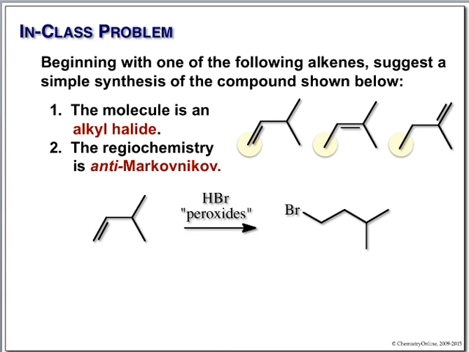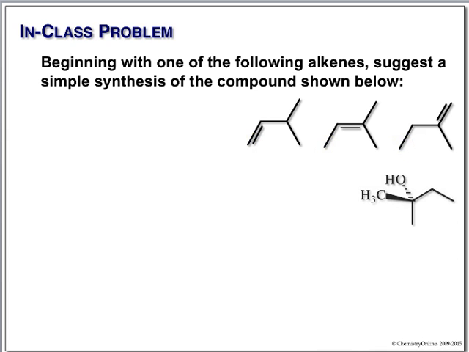Any questions? What kind of compound is it? It's an alkyl bromide. What's the regiochemistry? Anti-Markovnikov. We have to add to the terminal carbon, so our double bond had to be there. Only one possible choice. Let's do another one. What if I asked you to make this tertiary alcohol?